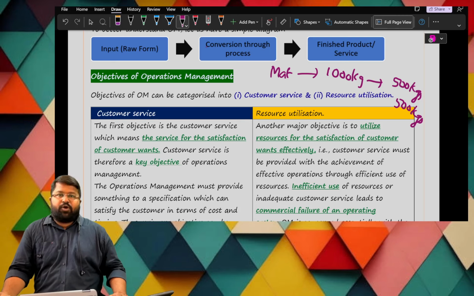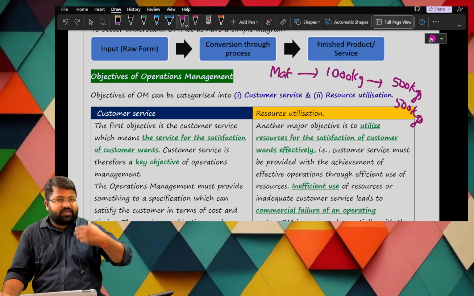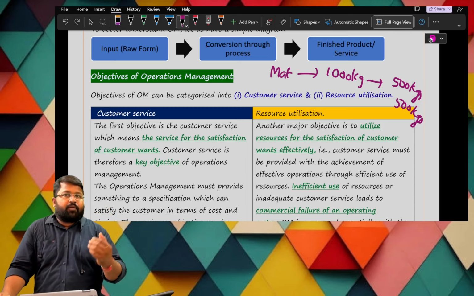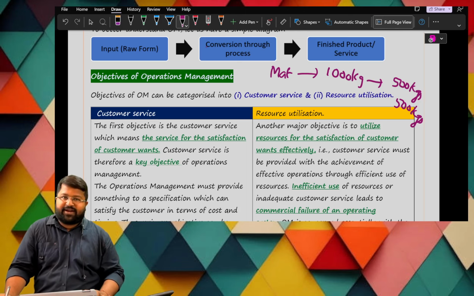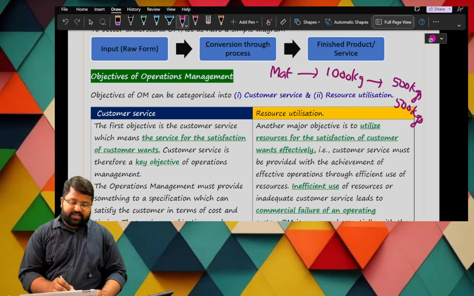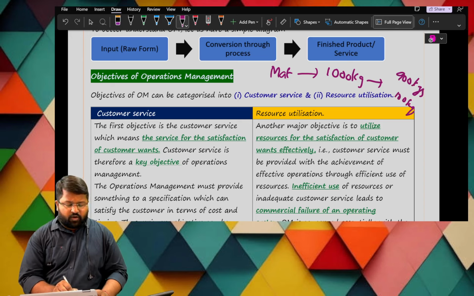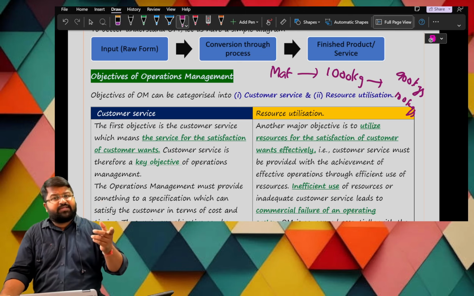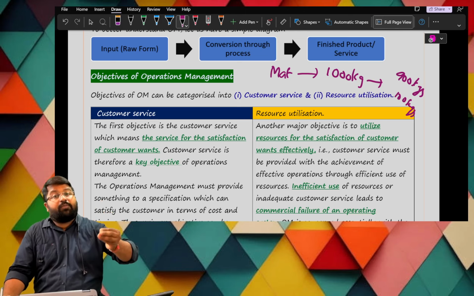Is it right? No. There is a chance of getting scrap, but half of the raw material is being wasted by inappropriate, unskilled labor and all. Because of that, it got wasted. Is it right? In the next scenario, for example, I have produced with 900 kgs of raw material used, and only 100 kgs of raw material lost. When compared to the previous scenario, this is okay. So resources should be utilized in an optimum manner.